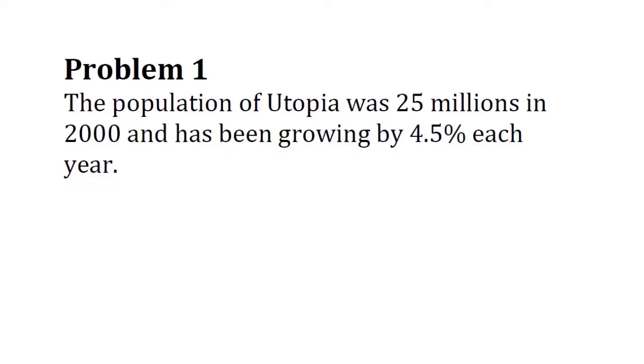Right now, how about problem number 1. Just now I have corrected the wording here. Earlier I wrote only 200, but here it's really 2000. So now let's highlight and extract out the information. The population of Utopia was 25 million in 2000 and has been growing by 4.5% each year.